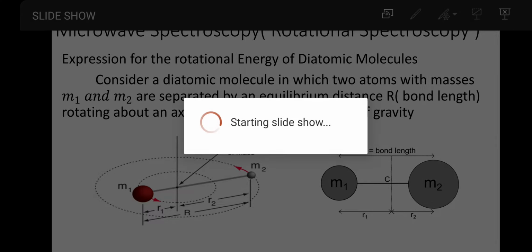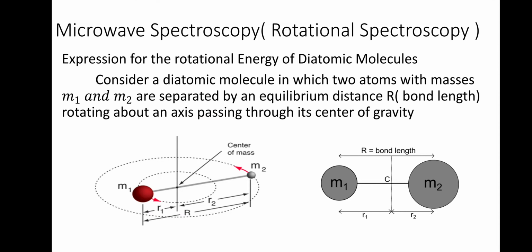Next we will consider a derivation part. Okay, expression for rotational energy of a diatomic molecule. So consider a diatomic molecule in which two atoms of masses m1 and m2 are separated by an equilibrium distance r bond length, rotating about an axis passing through its center of gravity.